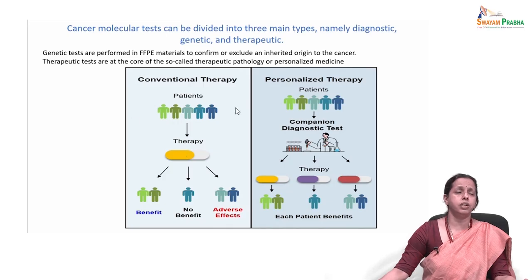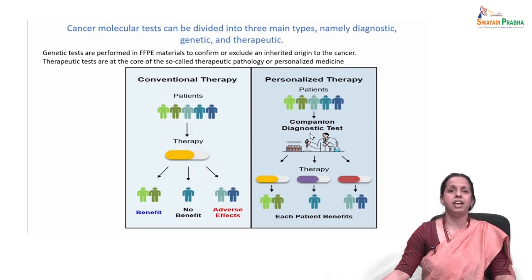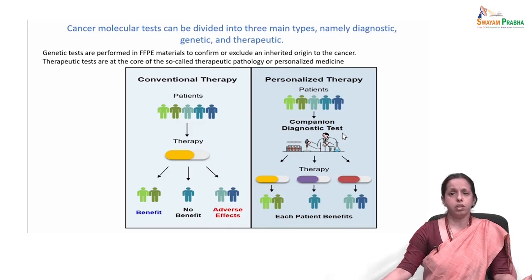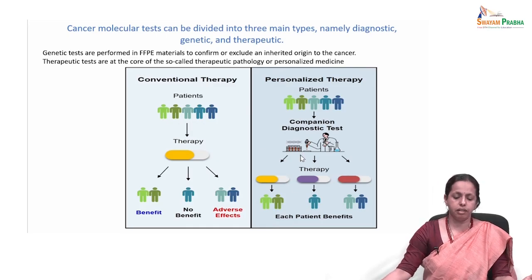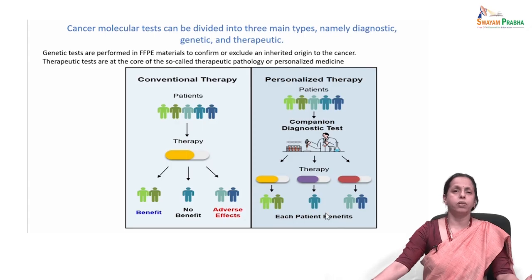This is a very conventional therapy where you have patients who receive therapy, then some benefit, some don't benefit, and some succumb or have adverse effects. Whereas in personalized therapy, it is like a companion. You have your companion diagnostic test, that is your molecular test. For example, you check for your driver mutations. If I have this particular mutation, then the therapy changes. If there is no mutation, the therapy is a little bit different. So then you ensure that the patient benefits. For example, TKI inhibitors for EGFR-positive mutations in lung cancer patients.